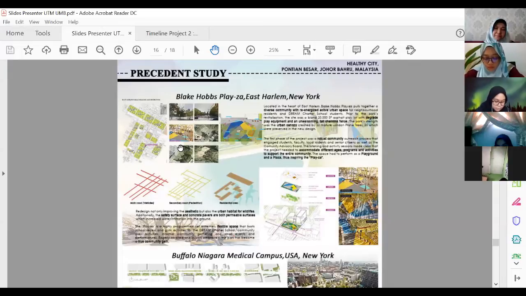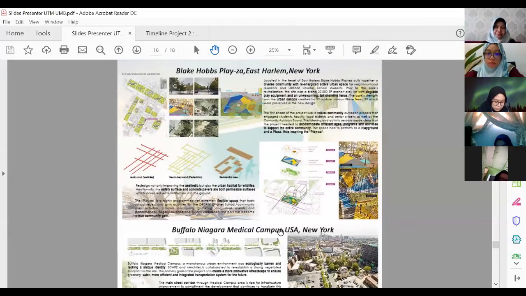And they also have good circulation, with connectivity between the main road and the secondary road. I also chose this precedent study because of the type of material they use in their recreational area. They also do not focus only on the recreational area; it also focuses on improving the urban habitat for wildlife, as they use native plants around the recreational area.